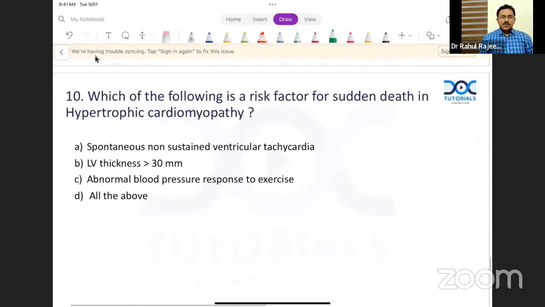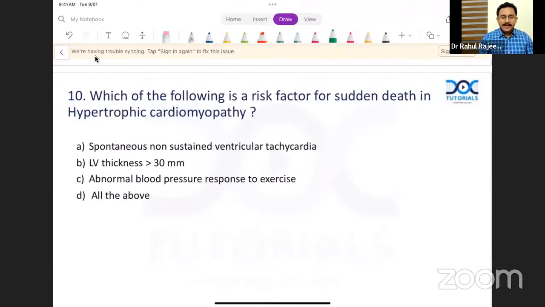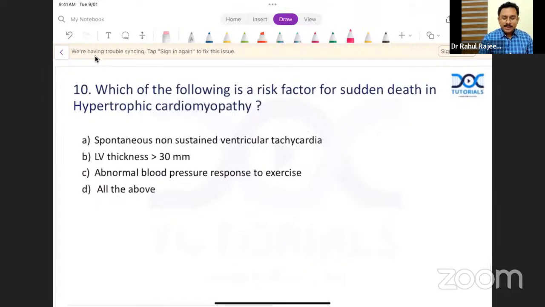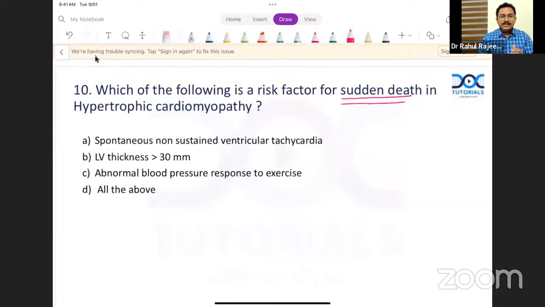Okay, so coming to the last question of the Monday midday: which of the following is a risk factor for sudden death in hypertrophic cardiomyopathy? This is especially important in screening of family members affected by hypertrophic cardiomyopathy, because just like what Madam had discussed, hypertrophic cardiomyopathy is mainly a genetic condition. In comparison, dilated cardiomyopathy can have genetic causes as well as a lot of non-genetic causes, which Vandana ma'am has beautifully described.